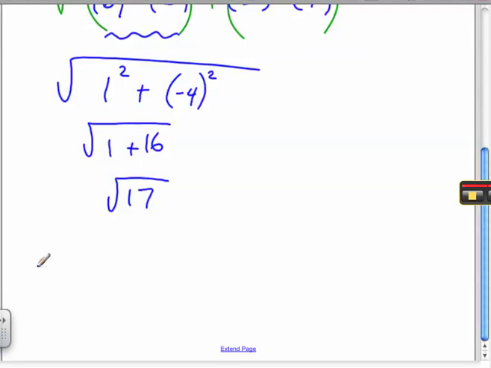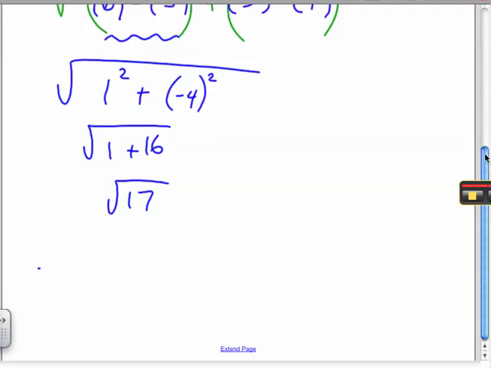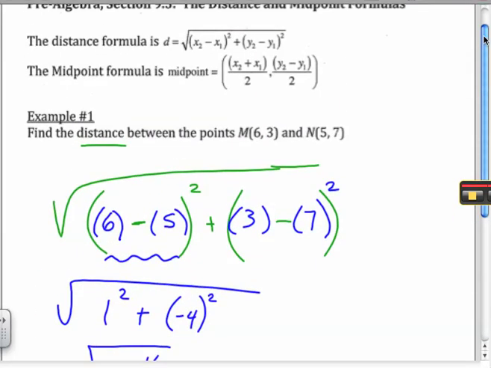Now I always want to give my answer in simplest form. Is root 17 in simplest form? Can I break it down? Can't break it down because 17 is prime, right? Yep. So the distance between these 2 points is root 17.